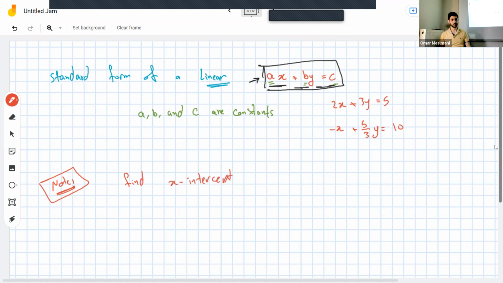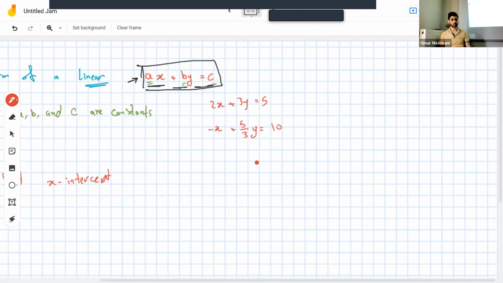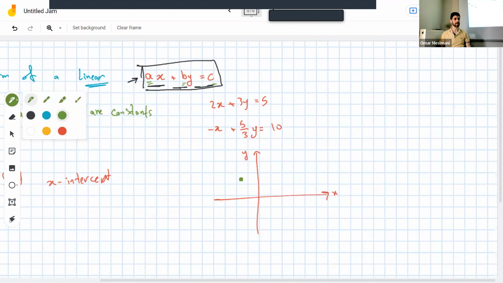Before I start, what is the x-intercept? When you have a line, this is the x-axis and this is the y-axis. Let's say that you have a line like this. This line has 2 things. This point is what we call the x-intercept point, and this point is what we call the y-intercept point. So I have an x-intercept and I have a y-intercept.